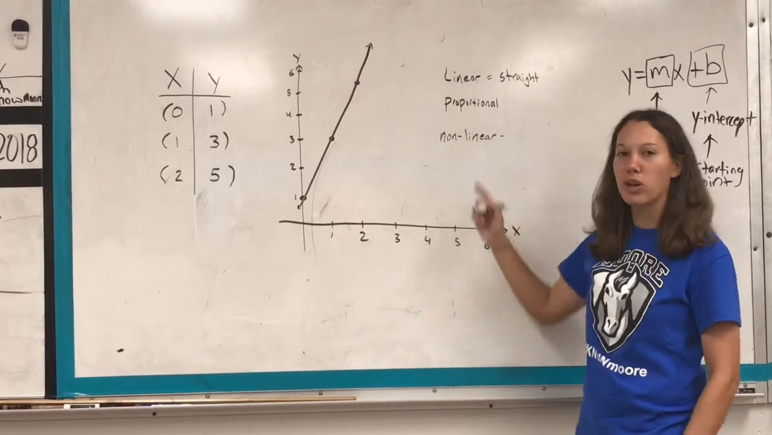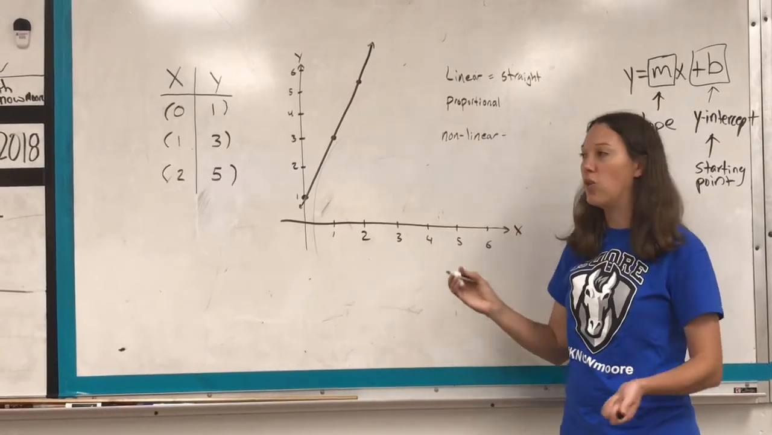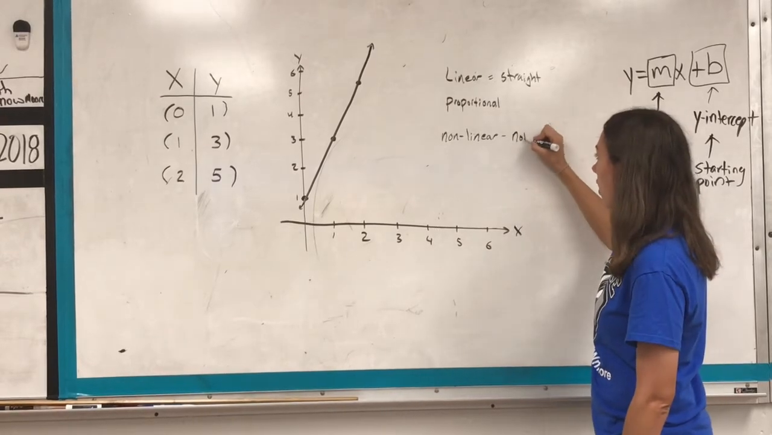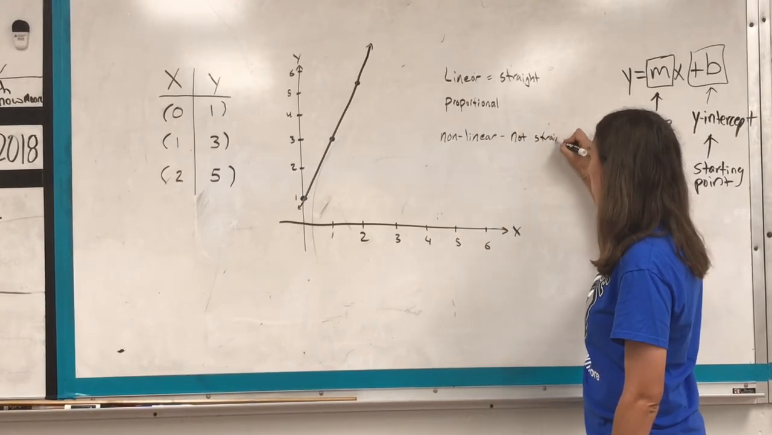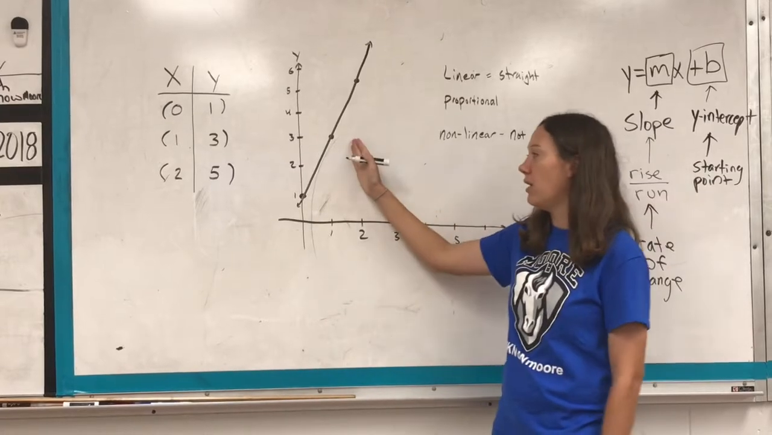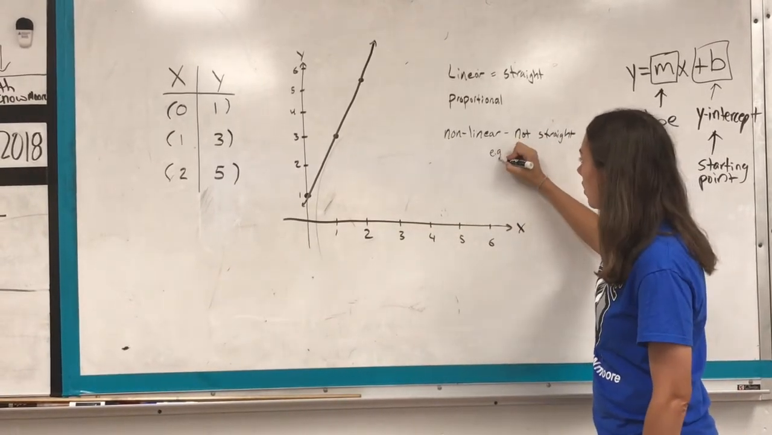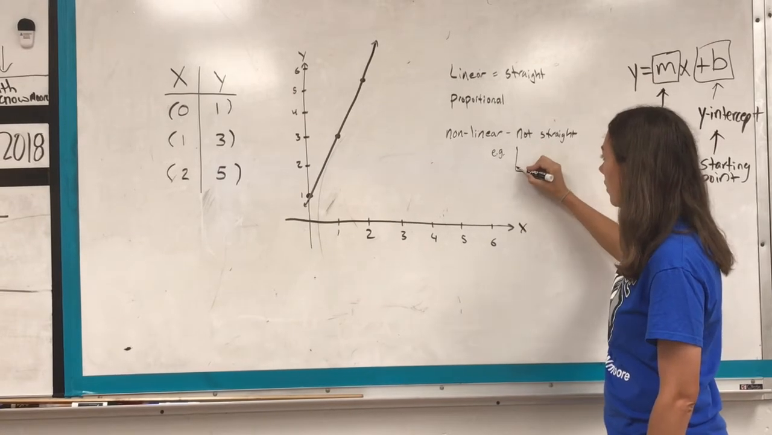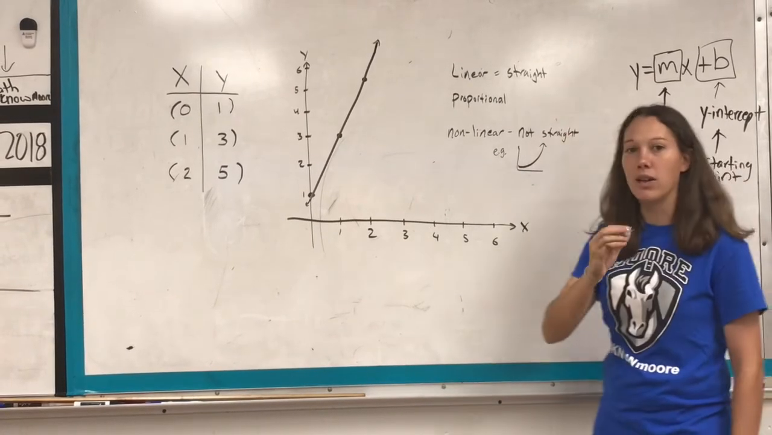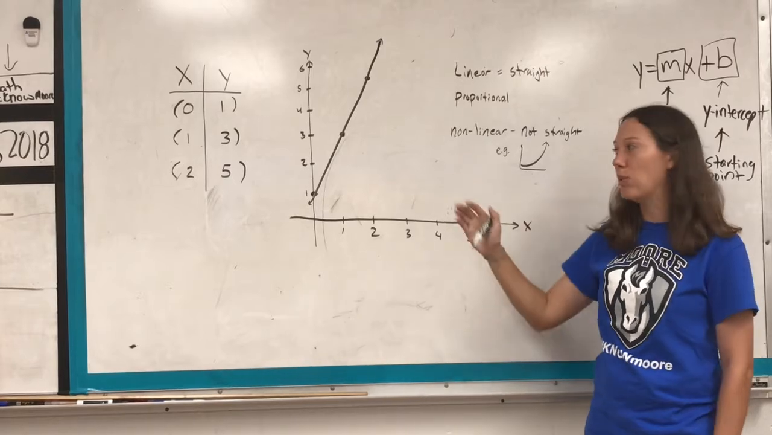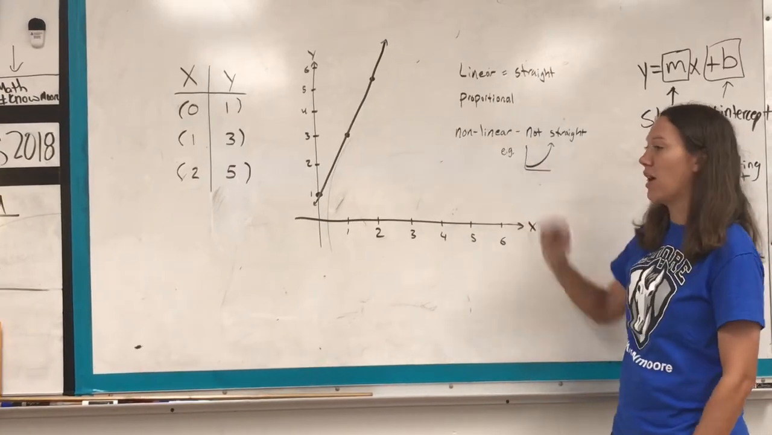Nonlinear, the word non before just means not, so this is just not a straight line. Nonlinear, an example of this would be something like that. If the line curves, if it moves any way other than in a straight way, it's nonlinear.